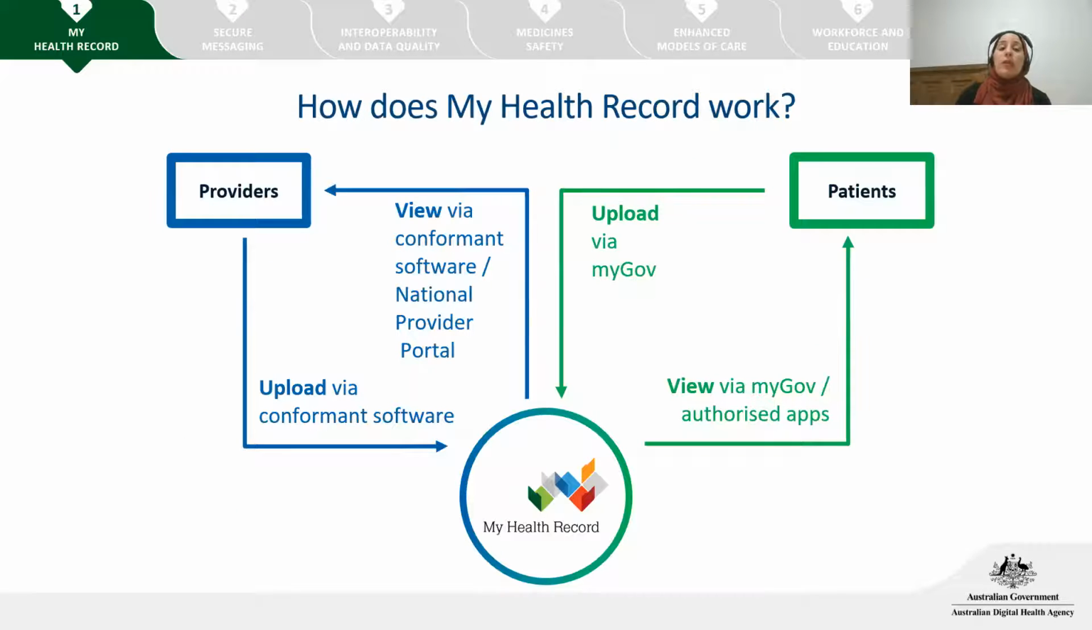So basically with the My Health Record, there's a view option and also an upload option. For a provider, they also have two modes of access. There's a national provider portal. This is a view-only platform for them to view and download information. In terms of any documents they wish to upload, they can do that by accessing the My Health Record via a conformant clinical information system. And a list of the conformant systems is available on the My Health Record website.